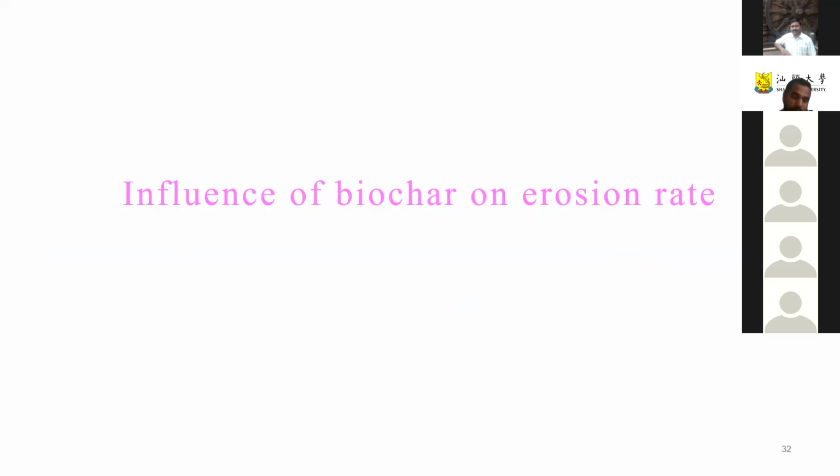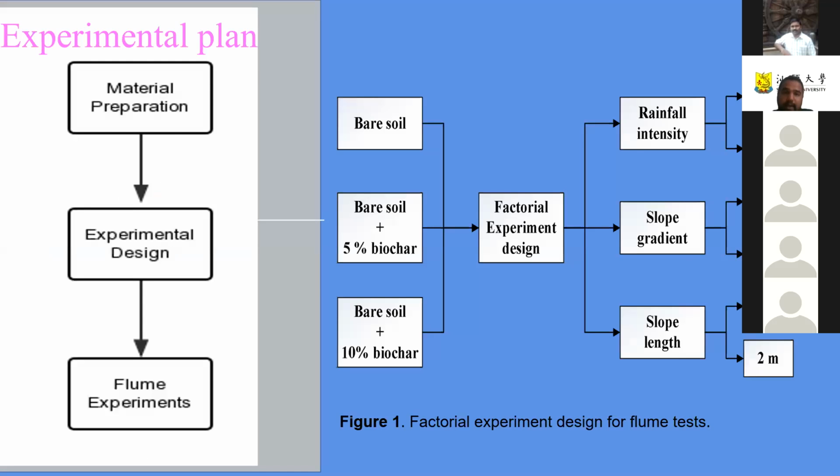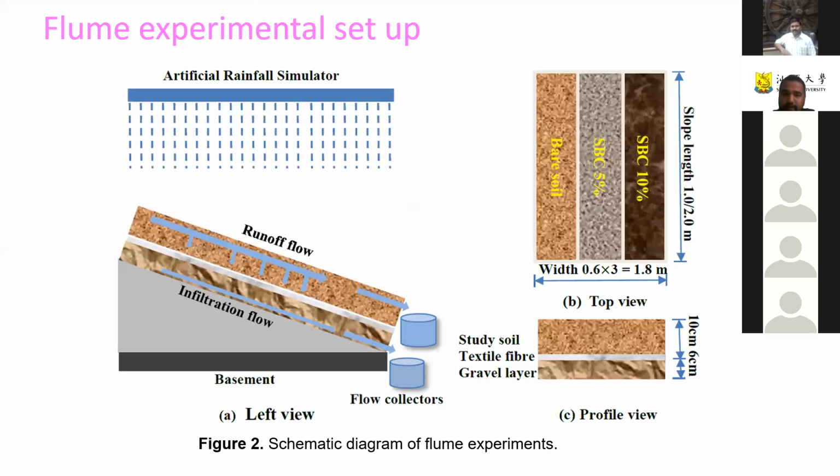So to understand this aspect, we conducted a flume testing in a university. We designed a flume with 3 different strips of soil. One is bare soil, one is soil with 5% biochar content, one with 10%. And we subjected all 3 of them at the same time to a rainfall simulator. So it's a very basic thin strip of soil. You can imagine we are simulating the very top shallow surface of the liner or a slope.